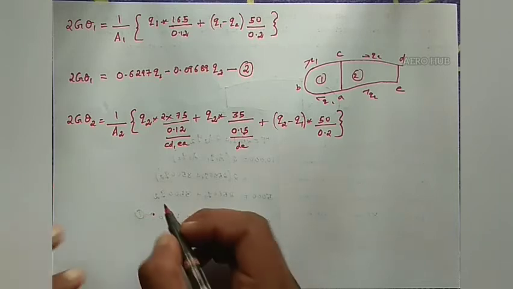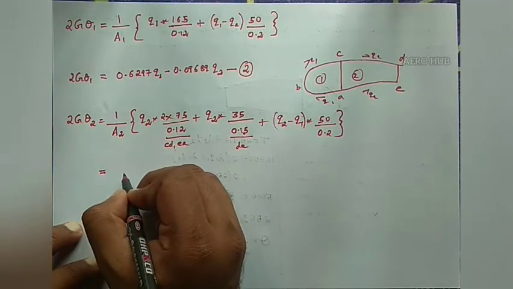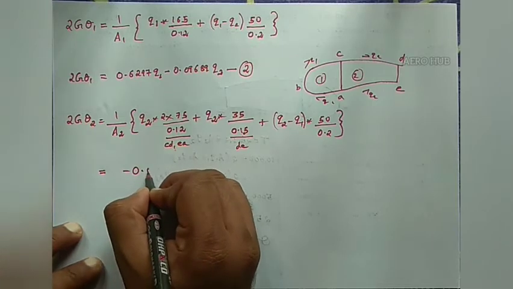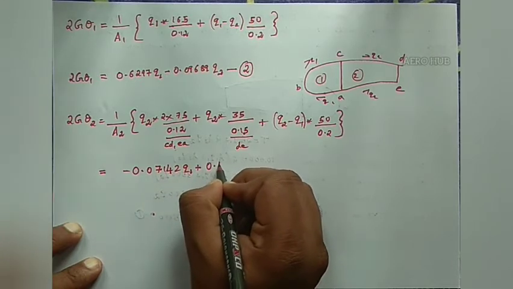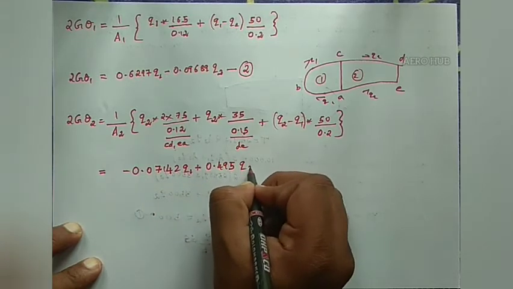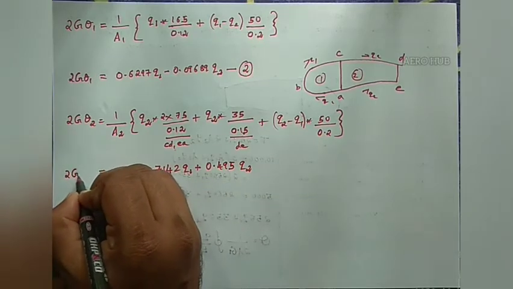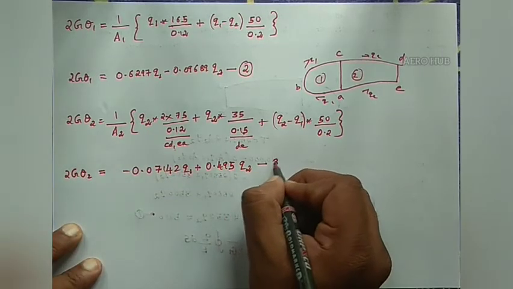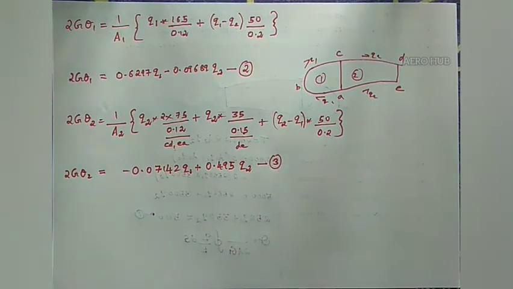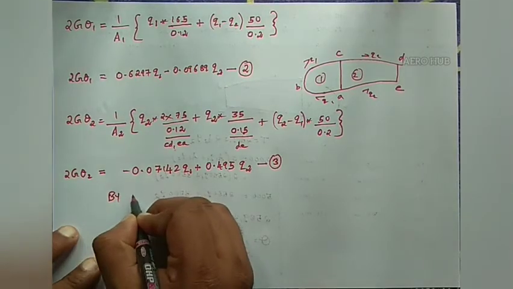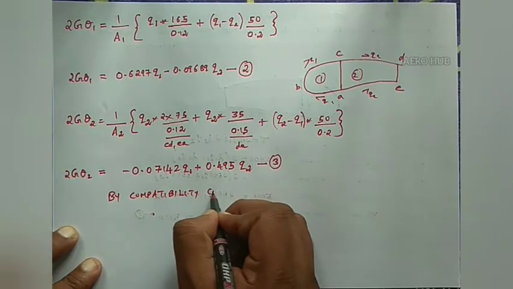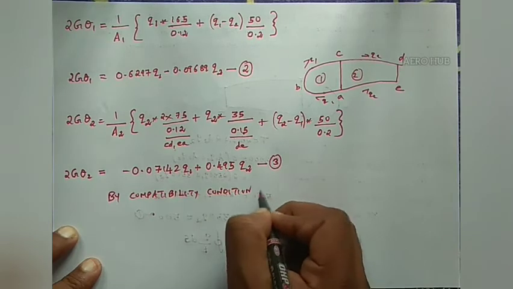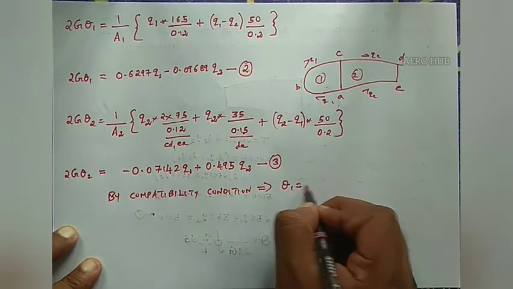After solving, I will be getting the answer as minus 0.0714 Q1 plus 0.495 Q2. This is the answer for 2Gθ2, equation number 3. Okay. Now you have to assume the compatibility condition. By compatibility condition, that is, θ1 should be equal to θ2.